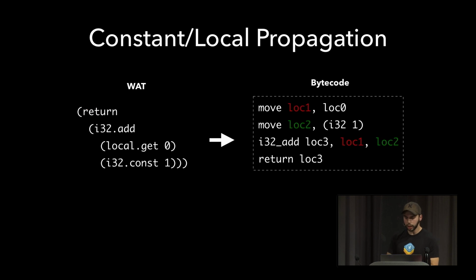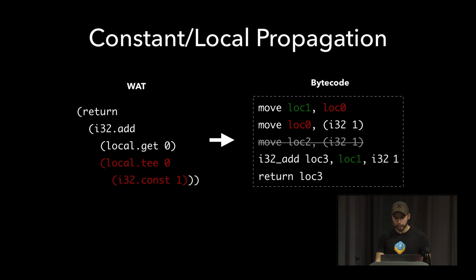Well, if we look at it, we're adding loc1 to loc2, but we know who those are, right? We just moved them there. We moved the loc0 into loc1, so we know that loc1 and loc0 have the same value. We also just moved the 1 into loc2, so we know that value is there. So what that let us do is just replace those registers with the actual values. And then we can completely eliminate that code, basically cutting the size of the function in half.